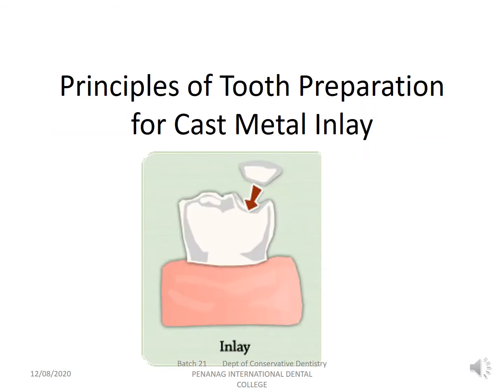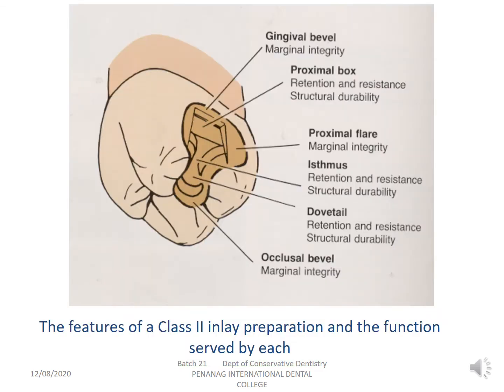So let's look at the principles for tooth preparation for a cast metal inlay. An inlay is a restoration which involves the proximal, occlusal and proximal surfaces of the tooth, and it may or may not cap all the cusps. This is how a typical inlay preparation looks. Now let us look at the design features of the inlay.